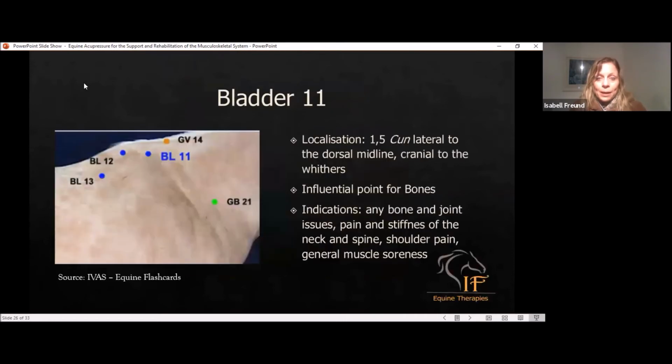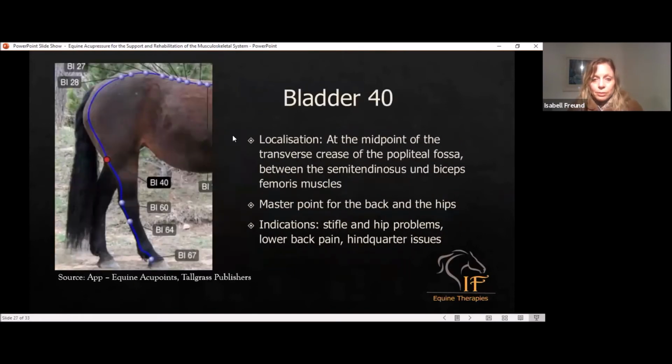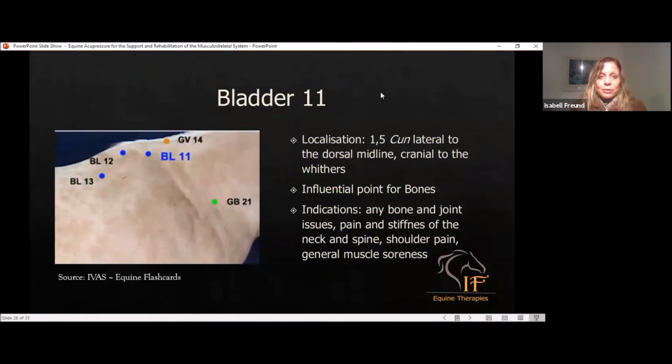Right. And we'll continue working a bit on the bladder meridian tonight. So we have another one on the bladder meridian, and this is bladder 11. And this is the influential point for bones. So like bladder 23, the association point for the kidney, bladder 11 is especially a point to work with if you have any bone issues and joint issues, but also pain and stiffness of the neck and spine, shoulder pain, and general muscle soreness.